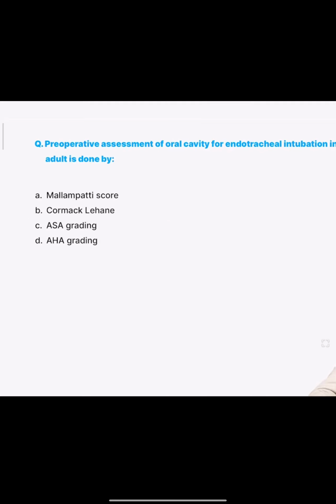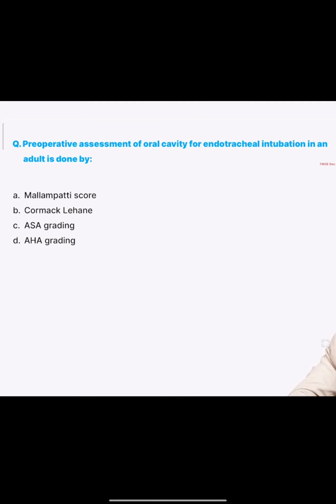Okay. Next, preoperative assessment of the oral cavity for endotracheal intubation in an adult is done by. So basically, before operation, how will you know that the patient is having easy or difficult airway? The most commonly used is Mallampati classification. Cormack-Lehane is not used before in the pre-op area. Cormack-Lehane is done before intubation, that is, during the time of intubation. While you are intubating, while you are lifting the tongue, you will see the view of the laryngeal aperture. That is Cormack-Lehane grading. At the time of intubation, you will see it.